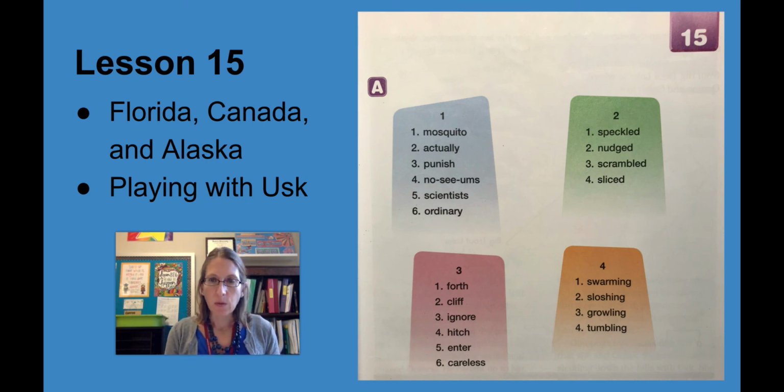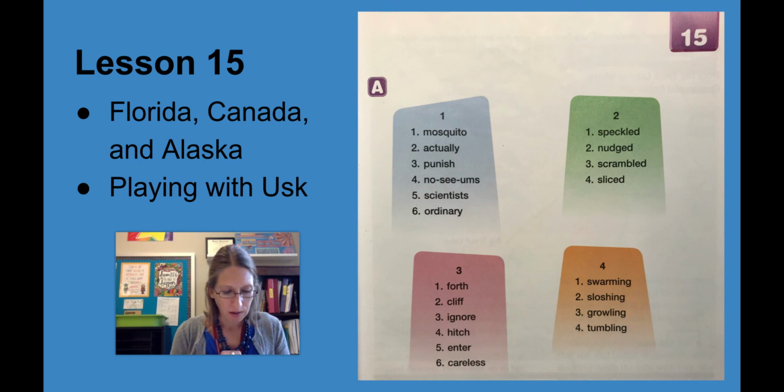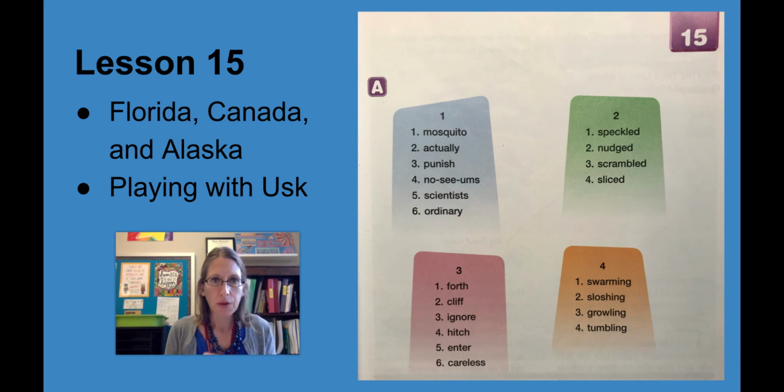All of these words end with ed. Word 1, what word? Things that have small spots are speckled. So if something has a bunch of small spots, you could say it's speckled. Word 2, what word? Nudged. Word 3, what word? Scrambled. And word 4, what word? Sliced.